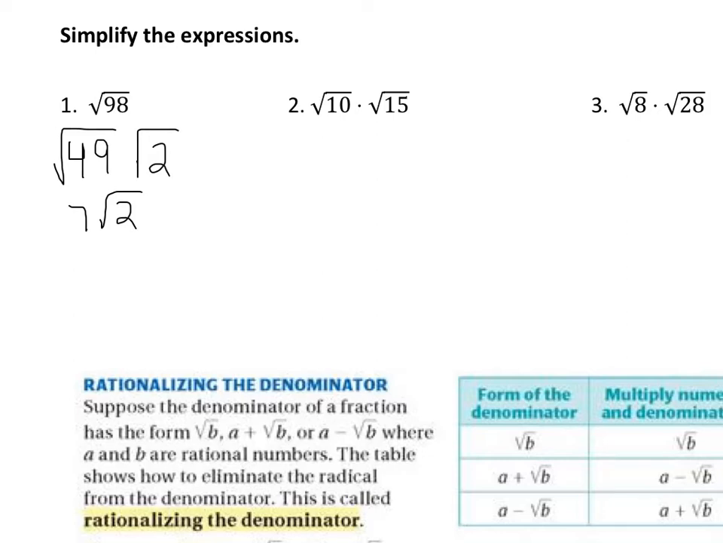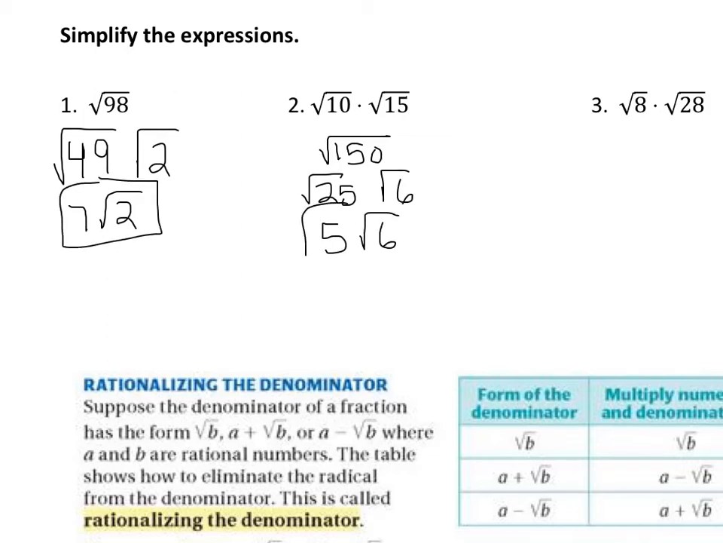Okay, look at the next one. I can't simplify 10 or 15 before I do anything, so you multiply the two together, 150. Well, I know that's divisible by at least 25, so you get square root 25, square root 6, so that's 5 square root 6, and you can't simplify 6 at all, so there's your final answer.